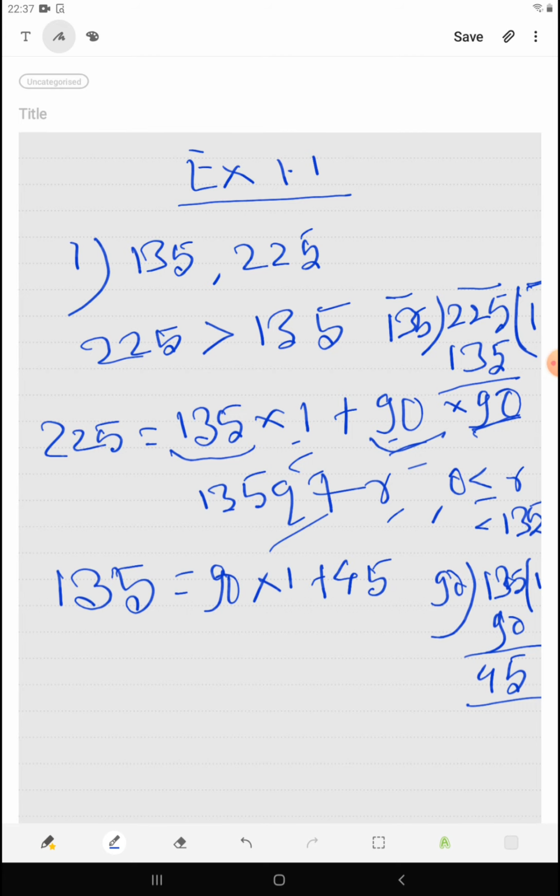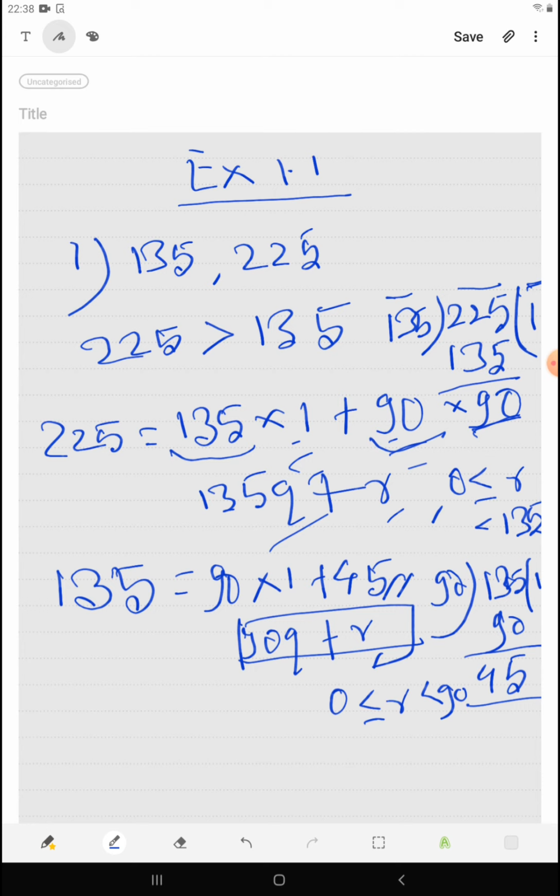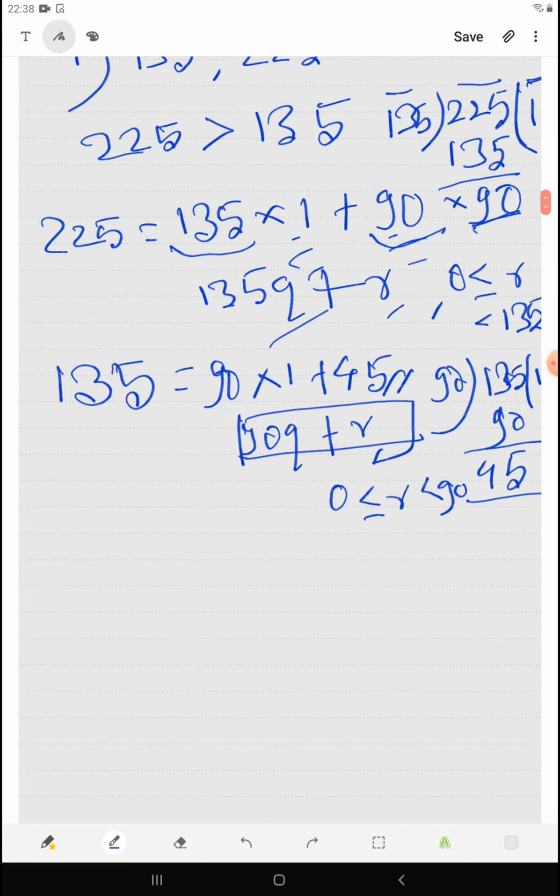So again you see this is of the form 90q plus r, where 0 is less than or equal to r is less than 90. Can you see this? So it is again of this form. So this is our second line. Next, see again we got r as remainder 45. So we will not stop here. We will move next, until we don't get remainder as 0. So now again we'll take this divisor and remainder.